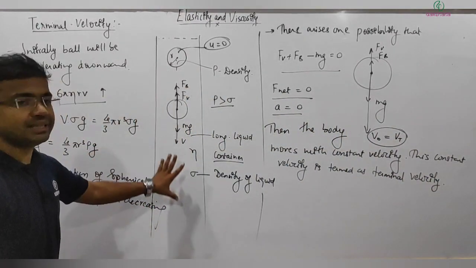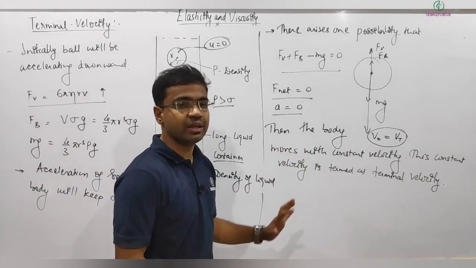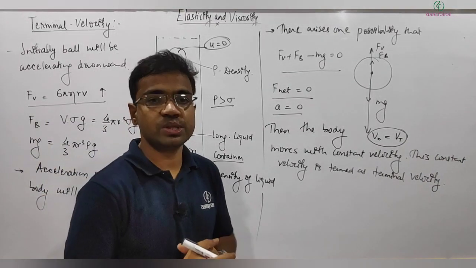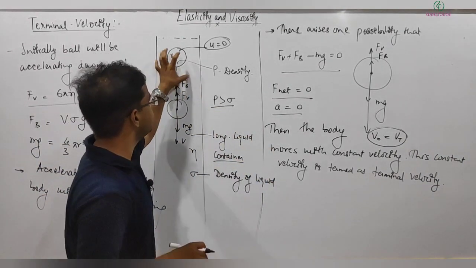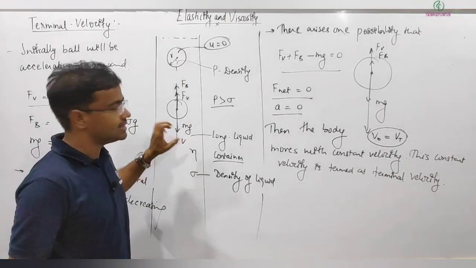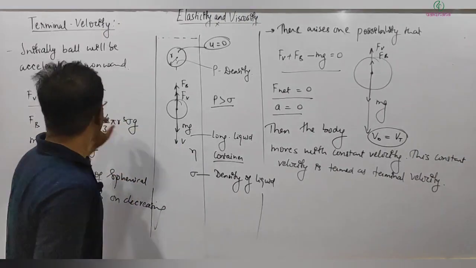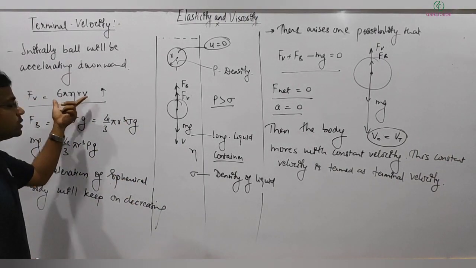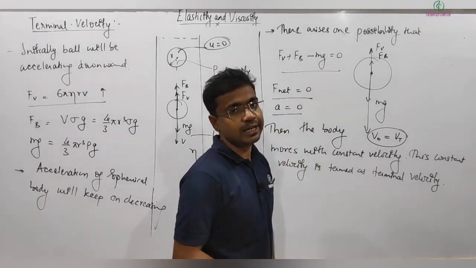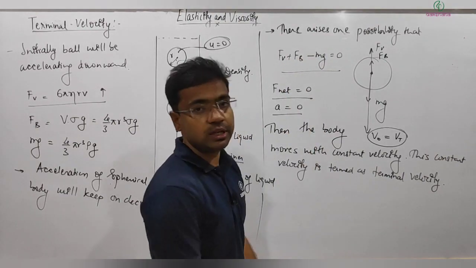I hope everything is making sense logically to everyone. There should not be any confusion in this simple thing. Initially, because the upward force is not able to balance the weight, the ball accelerates downward. Velocity will increase, and after some time the viscous force will also start increasing. So there arises one condition that these forces are exactly balanced. You can write mg minus Fv minus Fb equal to 0.